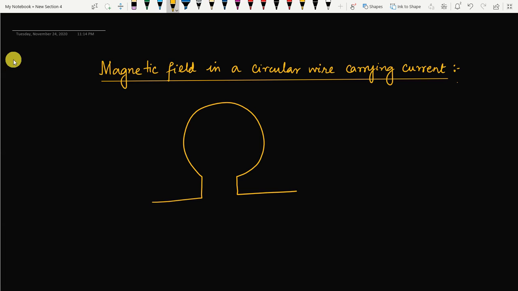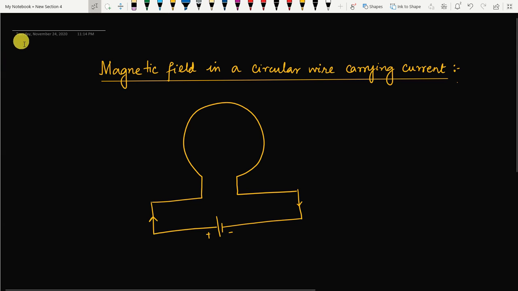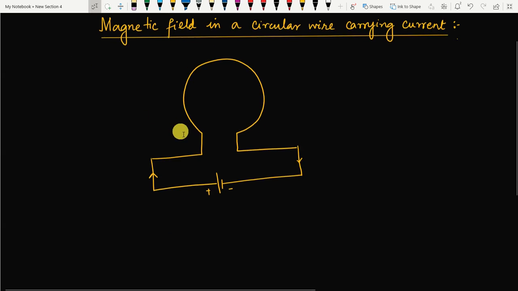and we connect this wire to the positive and the negative ends of a battery or a cell. So we can mark the direction of current. Let us say this is the wire, positive and negative. So current is entering into the loop and then coming out. So how would be the magnetic lines? If you do this activity by using iron filings, what would be the pattern?